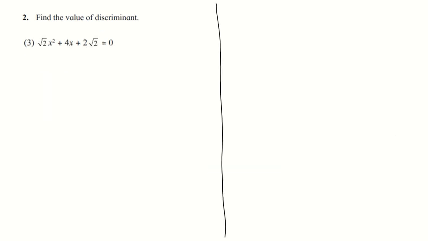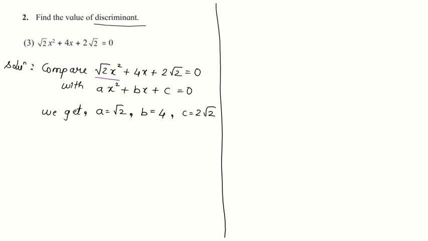The next equation that is given is root 2 x square plus 4x plus 2 root 2 is equal to 0. And again we need to find the value of discriminant. So let us first compare the given equation with ax square plus bx plus c is equal to 0. On comparing this, we get the value of a is equal to root 2, the value of b is equal to 4, and c is equal to 2 root 2. And also, as we need to find the value of discriminant, we will write discriminant, that is delta, is equal to b square minus 4ac.